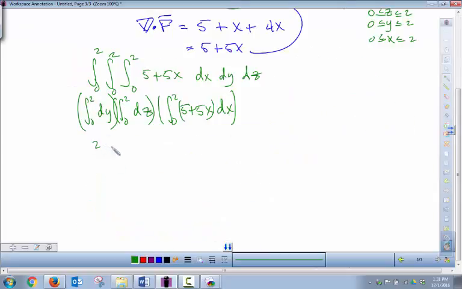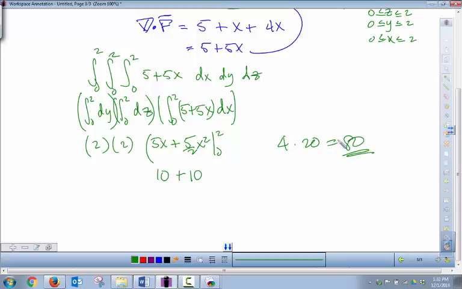So the integral here is 2. The integral for the second one is 2. This one will be 5x plus 5 over 2 x squared from 0 to 2. So this would be 10 plus 10. This is 20, right? Yeah. So it'll be 4 times 20, which is 80. So the same answer that we got using those 6 surfaces.